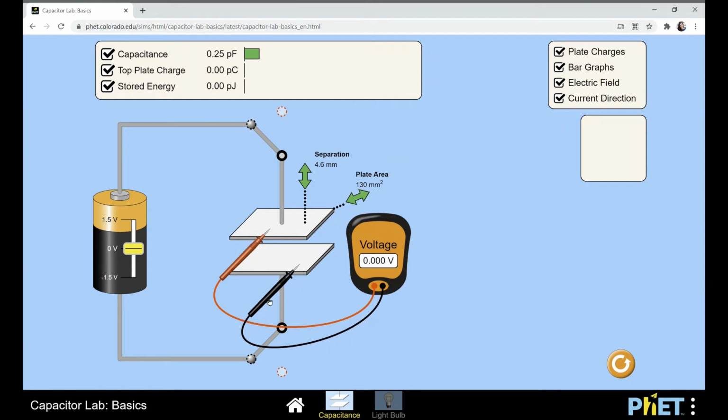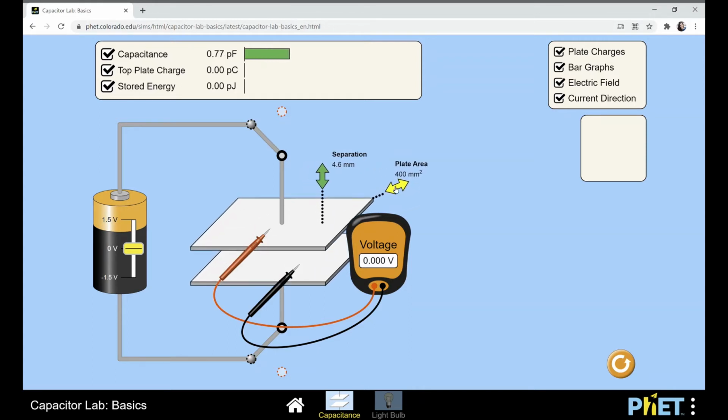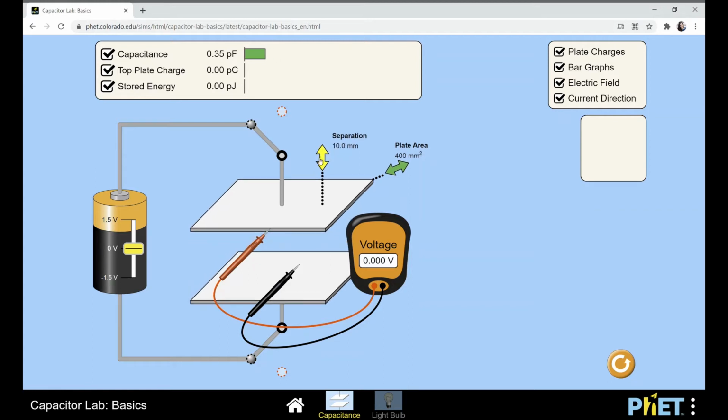The first thing this simulation shows is that the capacitance is dependent on the geometry of the capacitor. It is directly proportional to the plate area, so if we increase plate area, capacitance also increases. And it's inversely proportional to the distance between the plates, so if we increase the distance, capacitance decreases.